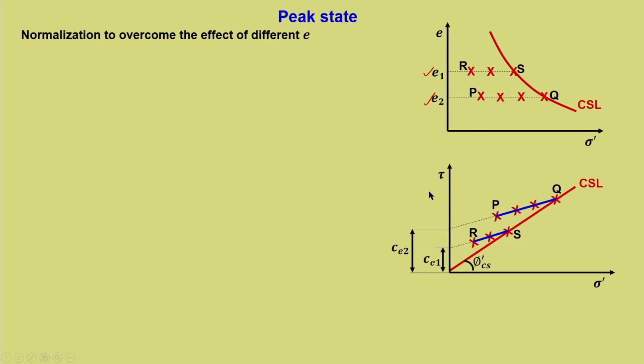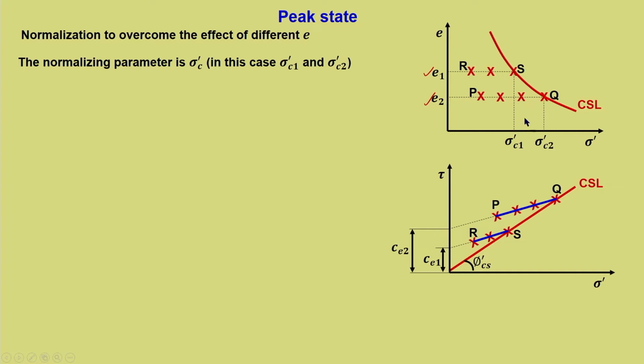Now, let us try to make it unified by the process of normalization. In the last lecture, we have already seen how to normalize a given plot. So, the normalizing parameter is sigma dash C, that is the stress condition or the confinement which corresponds to the critical state line. So, sigma dash C is the normalizing parameter, and in this case there will be sigma dash C1 and sigma dash C2.